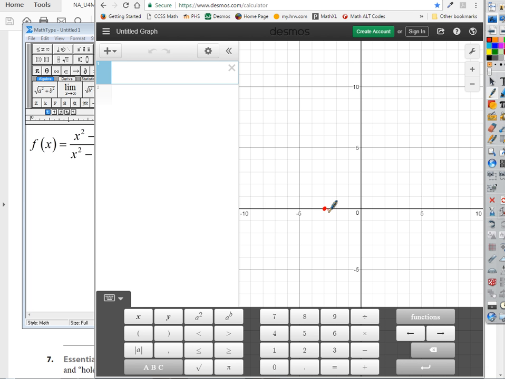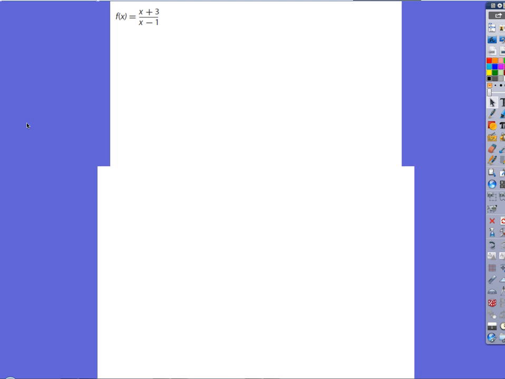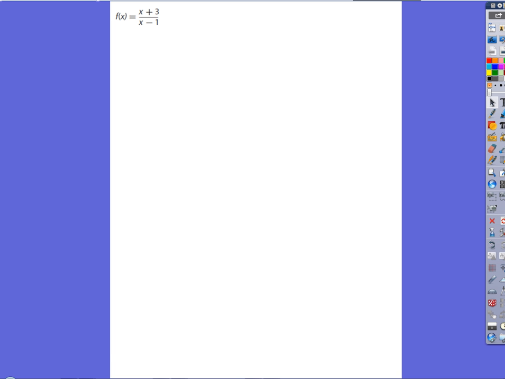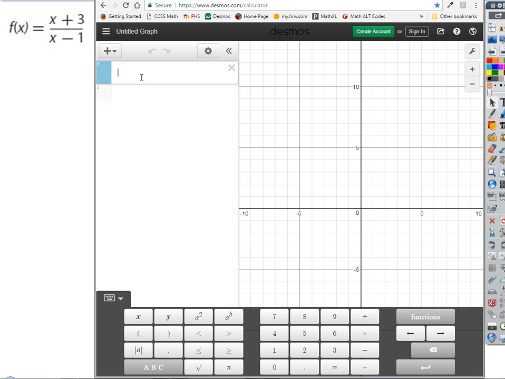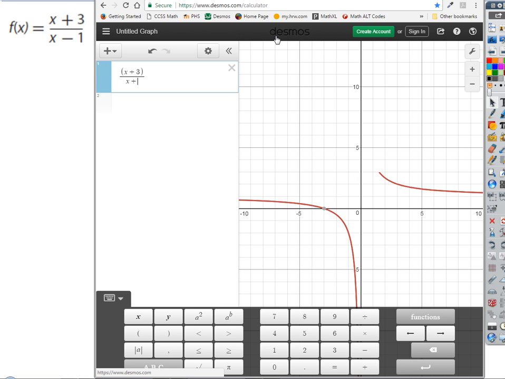So let's go ahead and graph this thing and see what we get. The function was x plus 3 over x minus 1. There we go. Okay, so there it is.